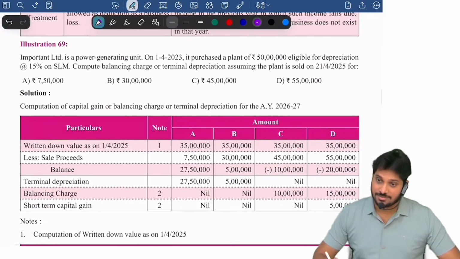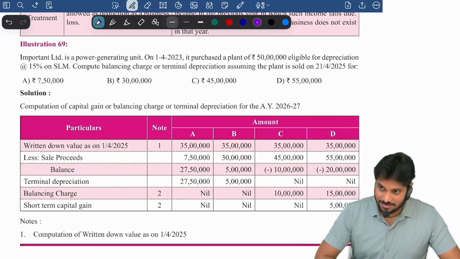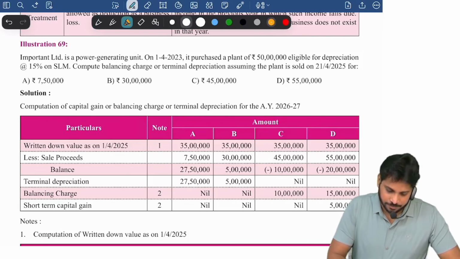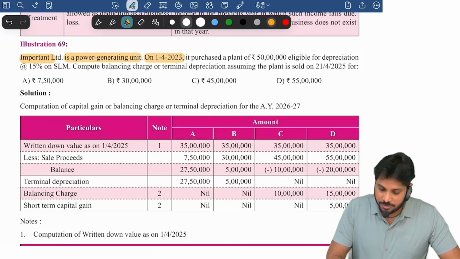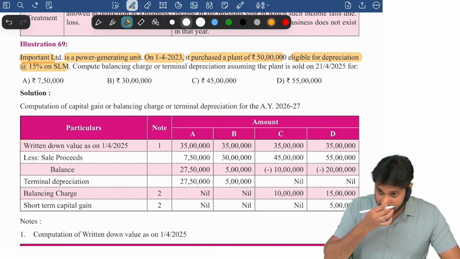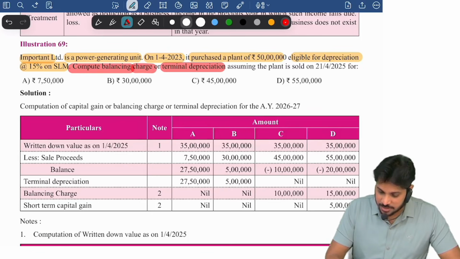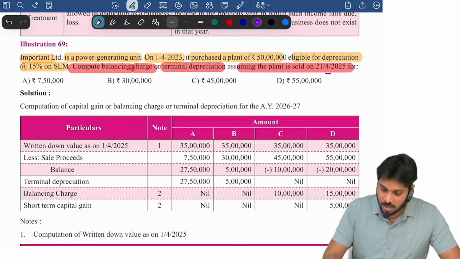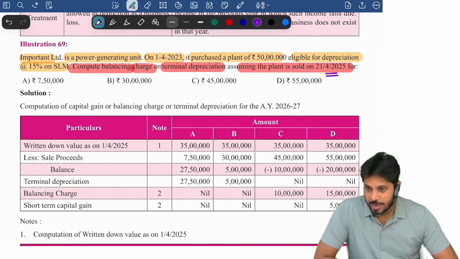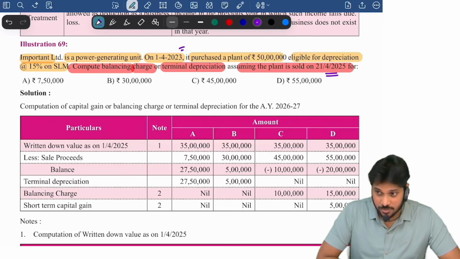Power sector. In the power sector, the depreciation is asset wise. There is a company which is a power generating unit. On 1st April 2023, they purchased a plant of 50 lakh, which is eligible for depreciation of 15% on SLM. Compute balancing charge or terminal depreciation assuming it is sold on 21st April 2025. Now remember, it is purchased on 1st April 2023.